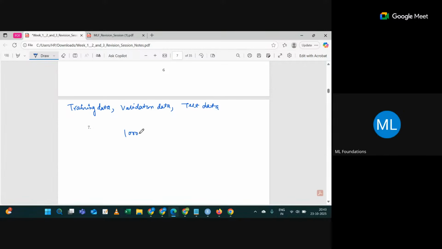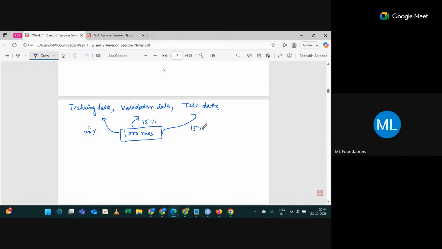Suppose I have a thousand rows with some features. How will you split it? 800 or 700 rows will be given to training data. Okay, basically let's say 80%. You can take 80 or 70. Okay, let's take 70%. So 70% to training data, 15% for validation, and then 15% for testing.